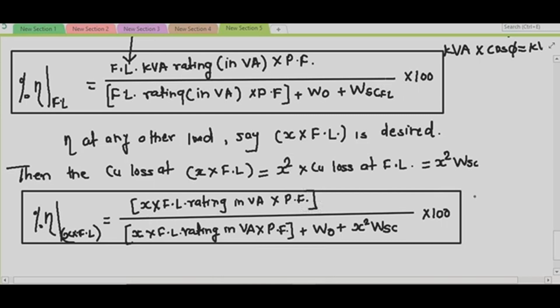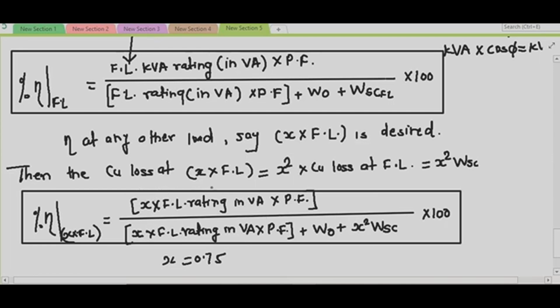Suppose it is mentioned in the problem that find out the efficiency at 75% of the load. Then what is your x? Your x should be 0.75. So for finding out the output at 75% of load, what we have to do? You have to convert the kVA into volt ampere multiplied by power factor, so that you will get the full load output of the transformer multiplied by that fraction. Means that will be the output of the transformer at that fraction, right? So find out the output of your transformer at that fraction.